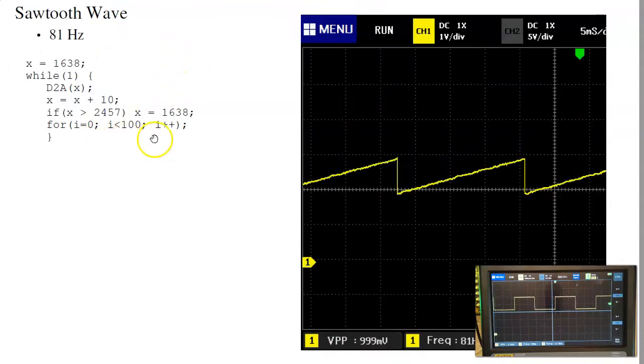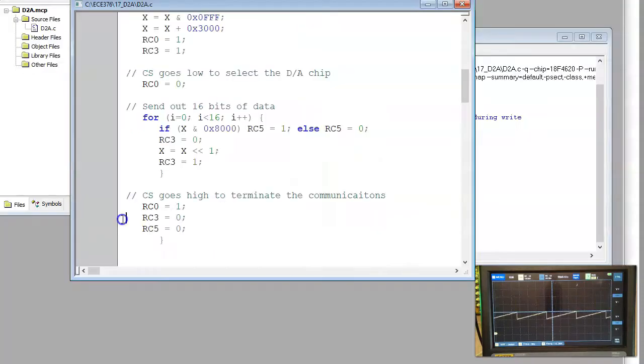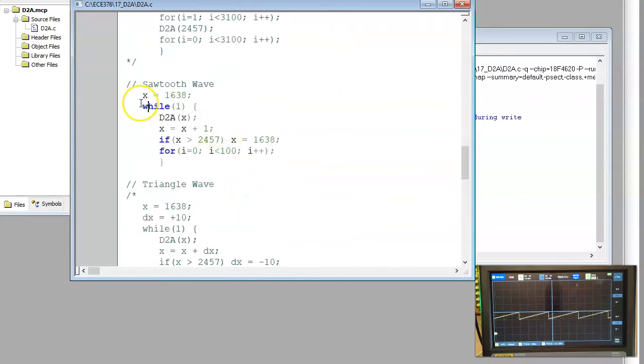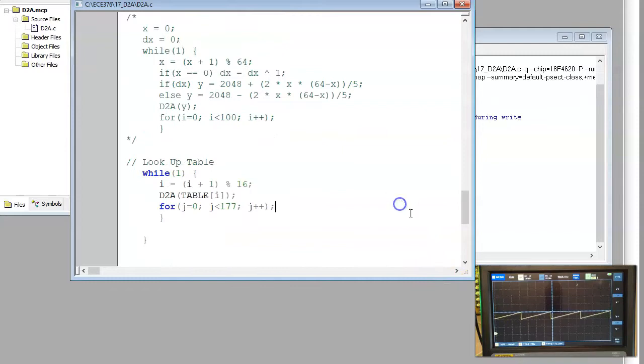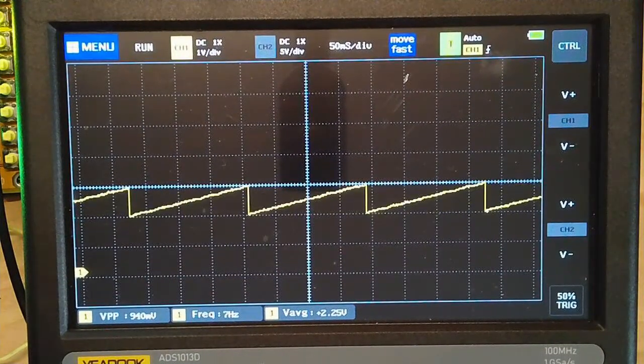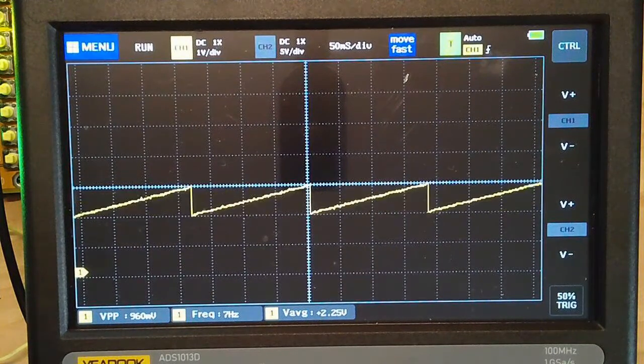If I were to count from 1638 to 2457, I'll get a ramp. That produces a sawtooth wave. So here's what that looks like. Inside the code, right here, I'm just going to count. When I get to 2457, I'll reset the count. The output then looks like this. Here I'm counting up, going from the minus 2 volts to plus 2 volts. Reset. That's the sawtooth wave.